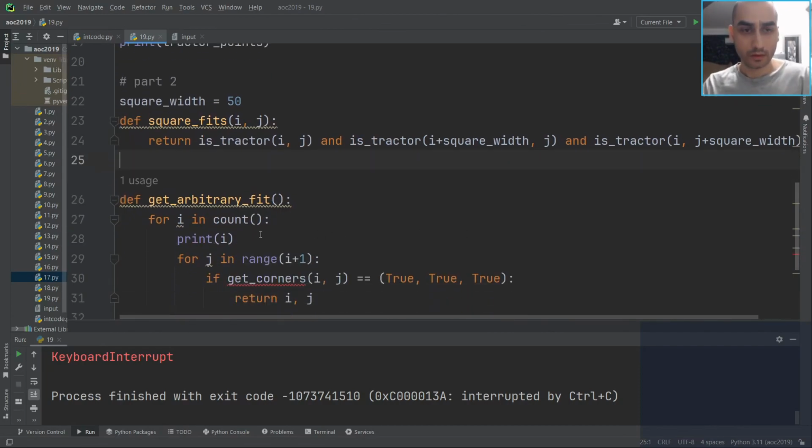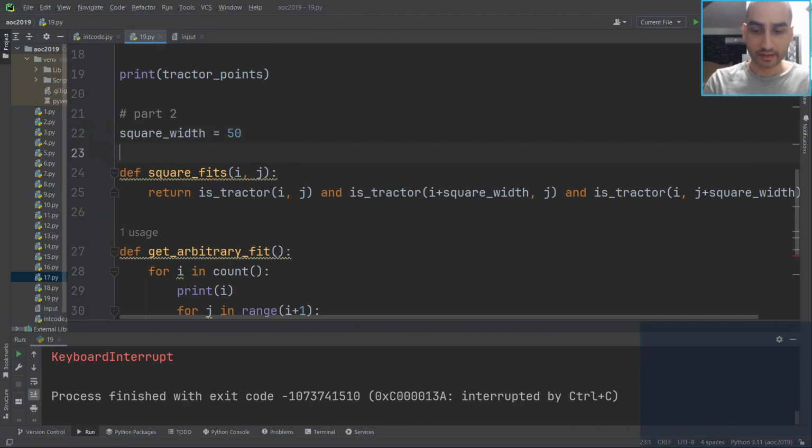So, and we can memoize. Memoize? Is that the right one? How'd you do it? functools, memoize, something or other. functools cache.